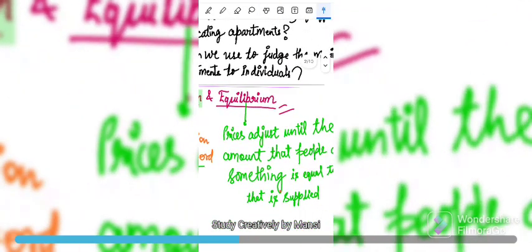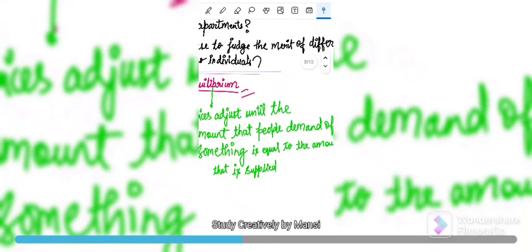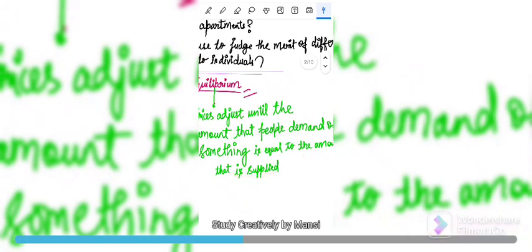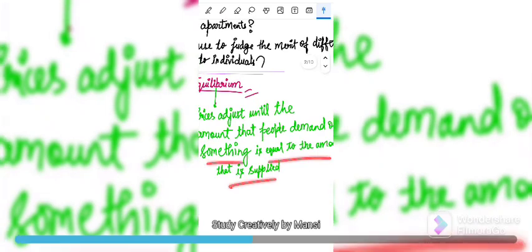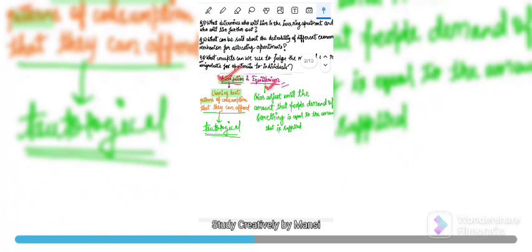And when we talk about the equilibrium principle, the prices are going to adjust until the amount that people demand of something is equal to the amount that is supplied. Very soon we will be talking about what is demand and what is supply. Demand is nothing but what the people can afford, what they are willing to pay for. And supply is what the supplier is offering for sale to the consumers. So equilibrium is when you have equality between demand and supply. We say that is nothing but equilibrium. So these are the two principles: one is optimization, another is equilibrium.